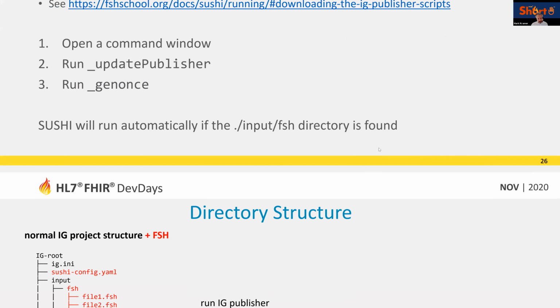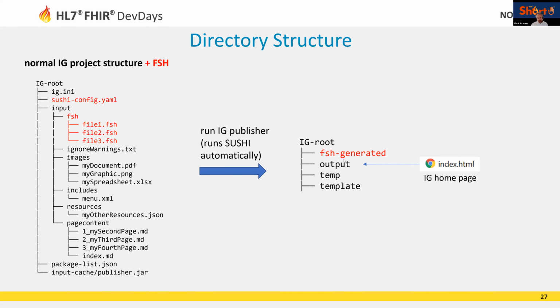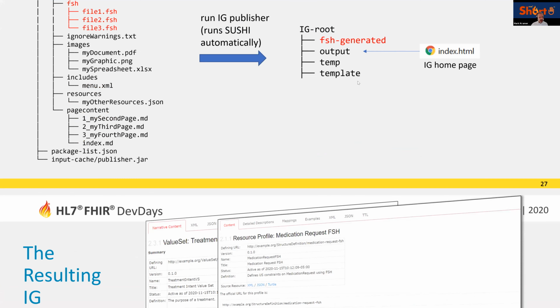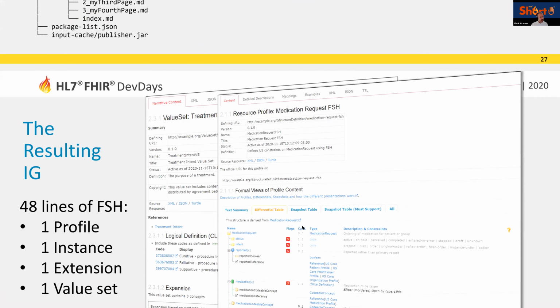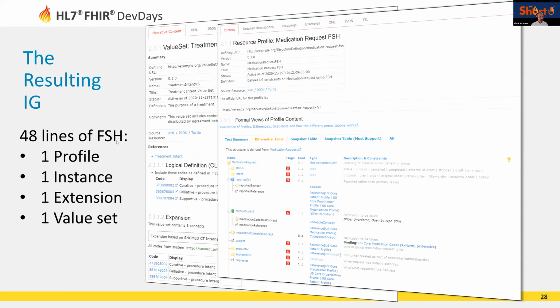And it will, like we've done before, produce the fsh-generated folder, and it will also produce an output folder. Inside the output, you'll find index.html, which is your IG home page. So it's pretty simple and transparent. And when you open index, it'll show you the pages that it's built. And again, it's pretty amazing that only 48 lines of FSH in this case give us a profile, an instance, an extension, and a value set, a completely valid IG, a small but complete IG.